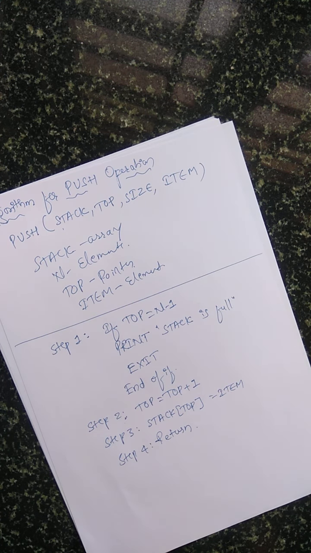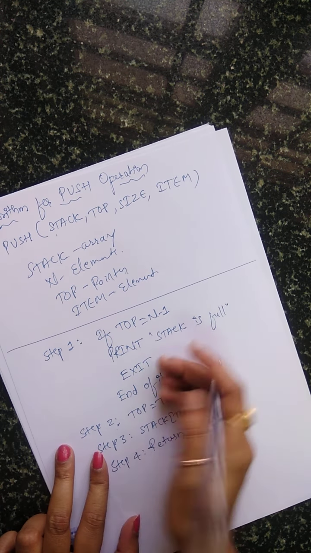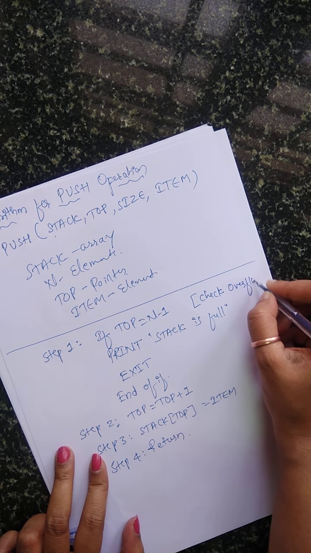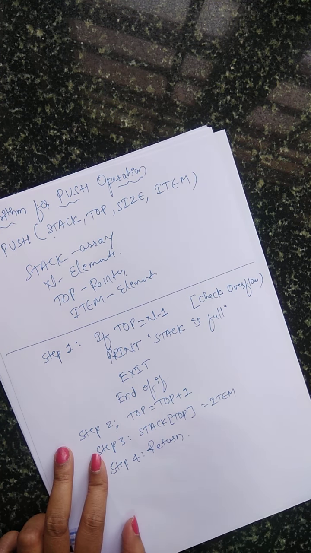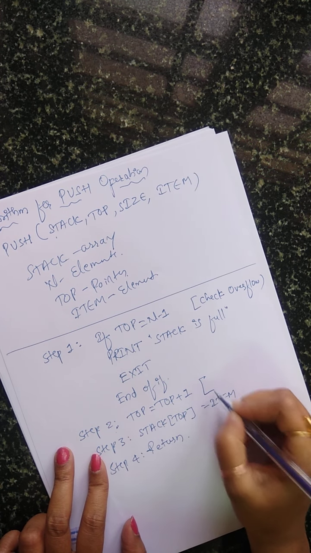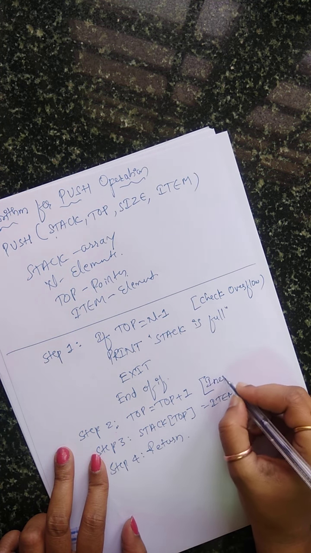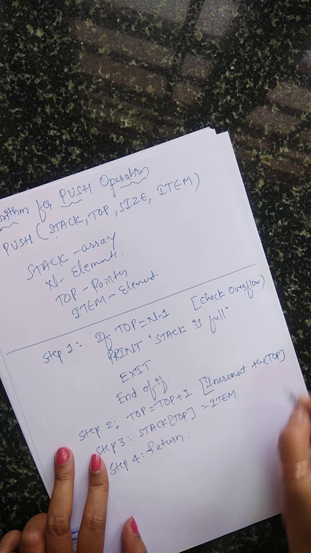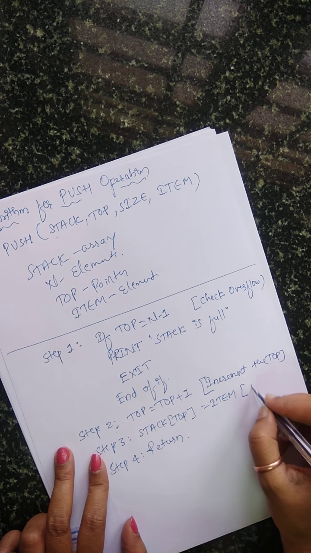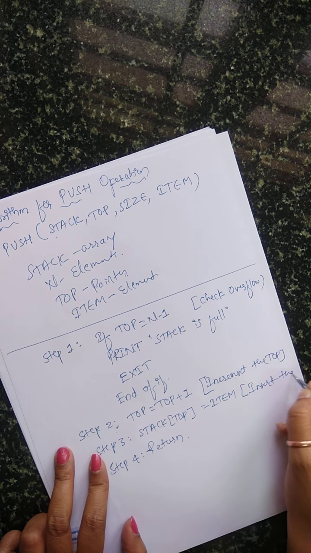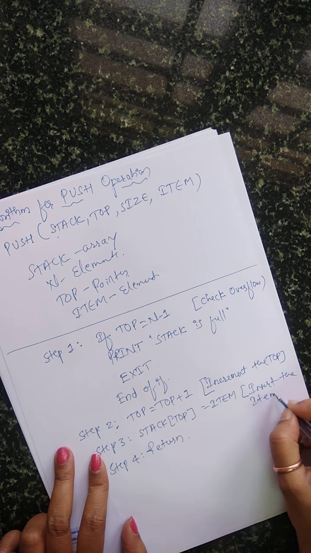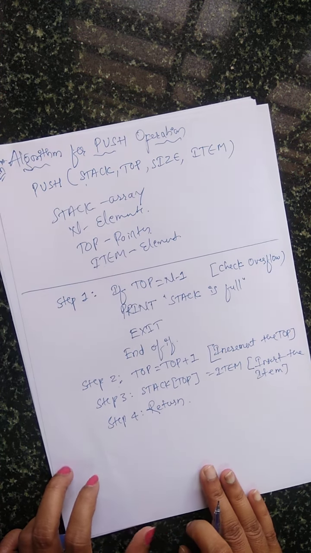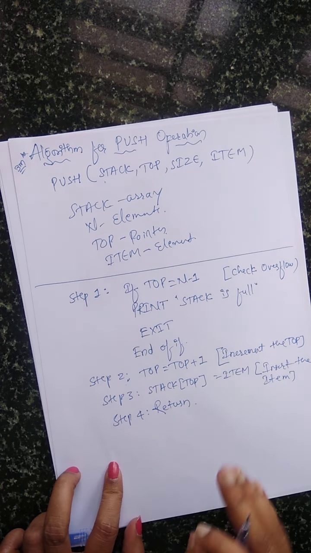So what we are doing in these steps: we are checking for overflow, whether your stack is full or not. Then after that we are incrementing the top. Next, in this step, we are inserting the item. You can write there only continuously, I don't have space, so I have taken it down. Done. So like this, we write the algorithm to perform the push operation, that is to insert an element.